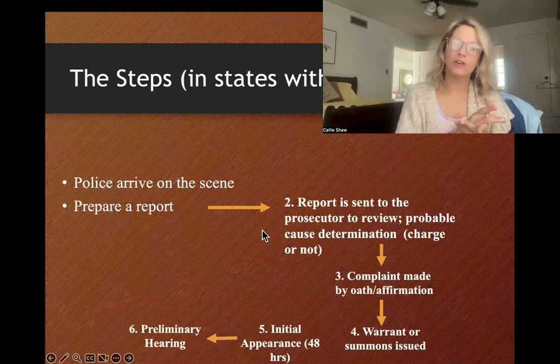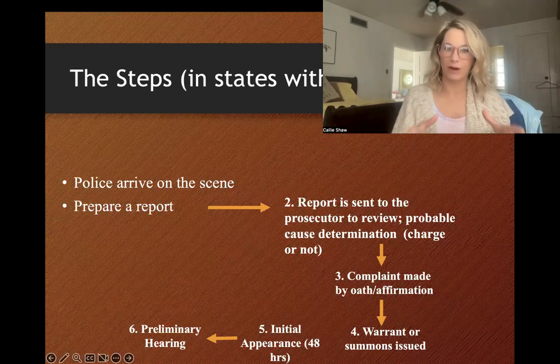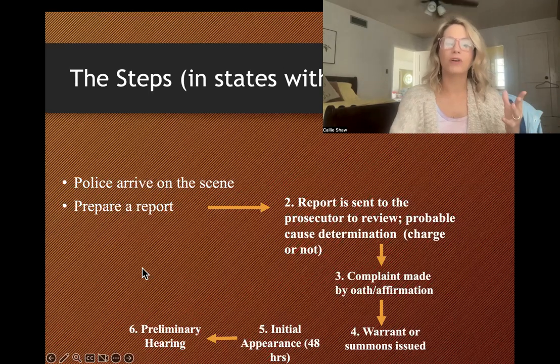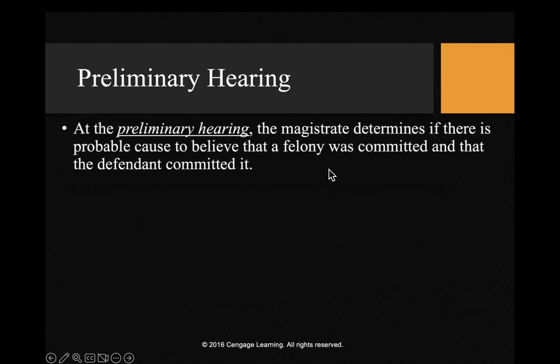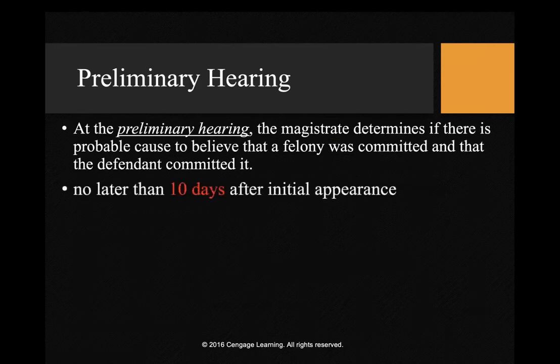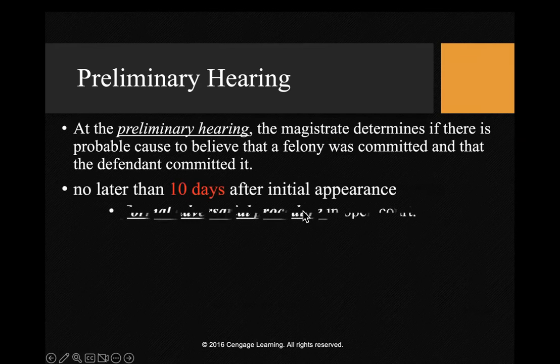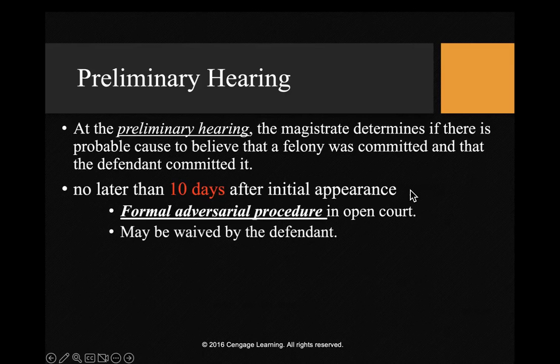All right. So they have their initial appearance within 48 hours of being arrested. Then they have what's called the preliminary hearing. Now, the preliminary hearing is when a magistrate judge determines whether or not there's probable cause to believe that a felony was committed. This has to happen no later than 10 days after the initial appearance. It has to happen within 10 days. And it's more adversarial because at this point, the defendant has his or her defense attorney who is hopefully litigating on behalf of their rights, right?